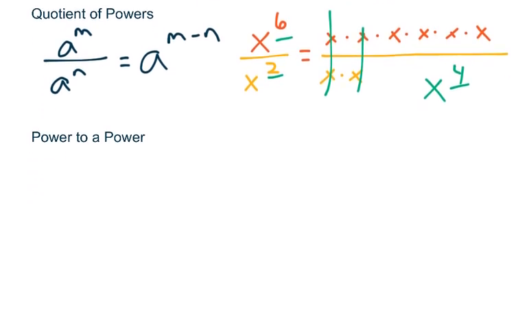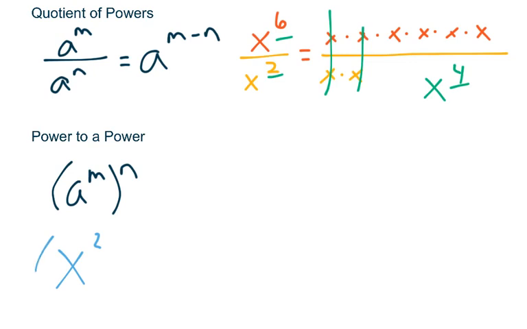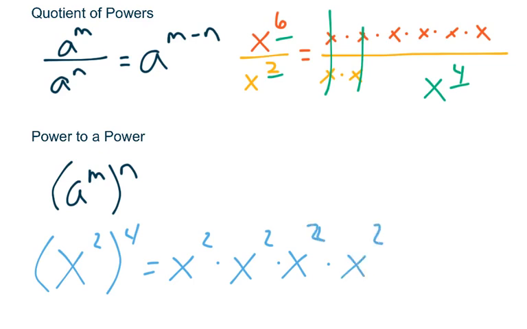Again, I'm not concerned that you know the names of the properties. I'm concerned that you know how to use them. Okay, the final property for now is power to a power. What power to a power says, if we have a to the m power and we're raising it to the n power, something like x squared to the 4th power. Okay, x squared to the 4th power would mean something like x squared times x squared times x squared, that's a 2, times x squared.